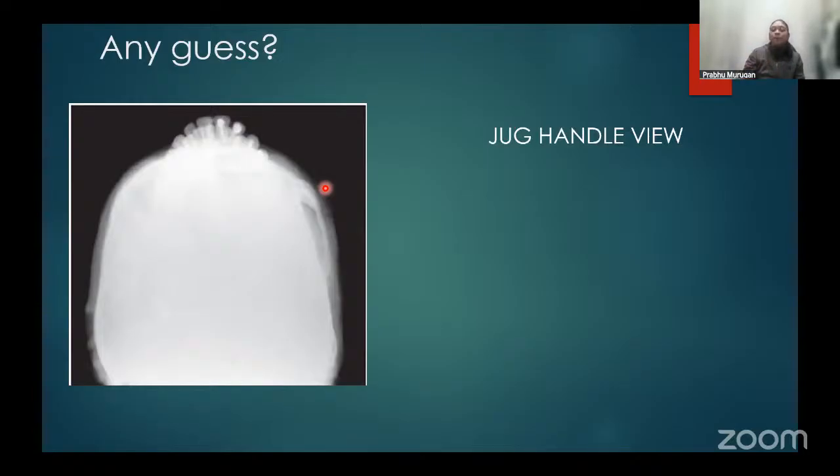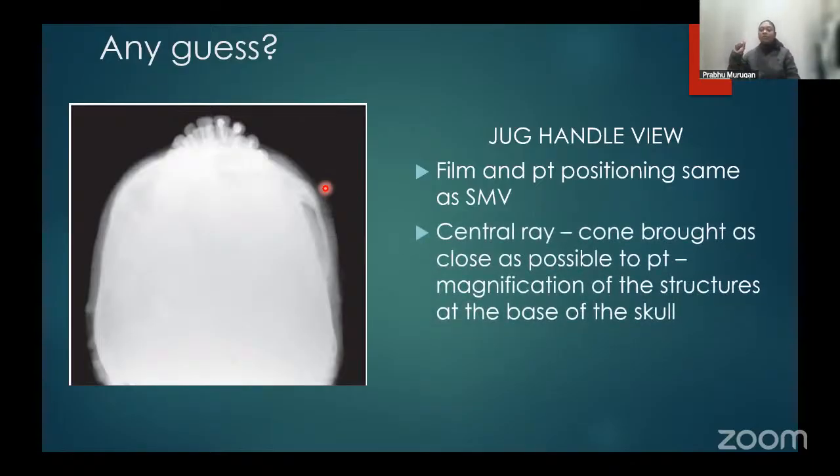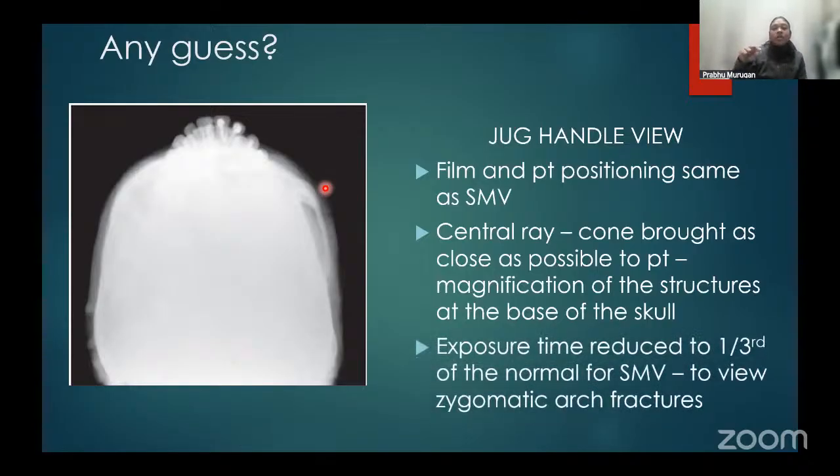Okay, so what you do is we try to reduce the X-ray exposure. When you reduce the exposure time to almost one third of the normal exposure, the cone will be brought as close as possible to the patient so that magnification of the structures present at the base of the skull will happen, and you'll be able to view the zygomatic arch alone very clearly. You can see in this picture, right? So in case there is a fracture here, this will be evidently visible. So this jug handle view is exclusively for looking at fractures of the zygomatic arch.